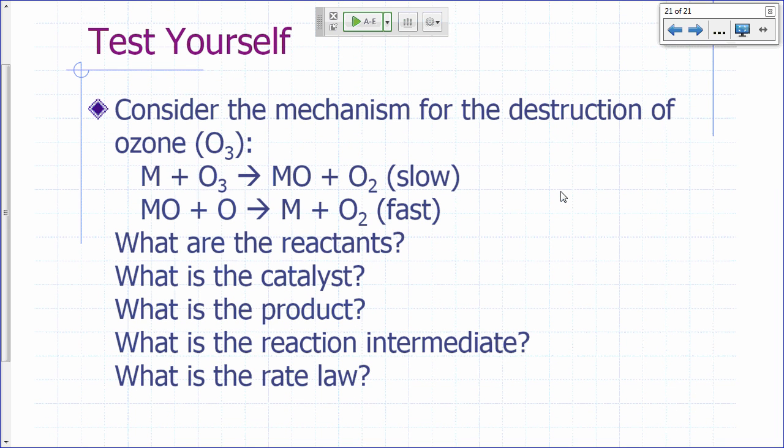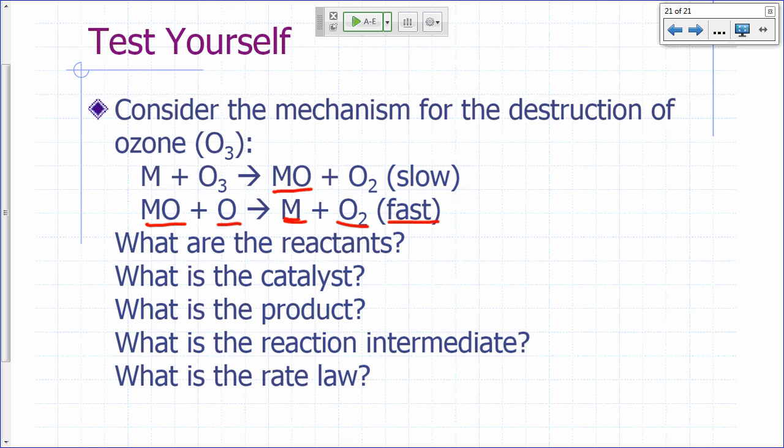Here's a mechanism for the destruction of ozone. Proposed mechanism. You have a molecule M that collides with an ozone molecule, gives you MO plus O2. Okay. So M here could be any molecule, right? And then you have the MO here collides with an oxygen atom to give you back O2, and that's a fast step, and it re-releases the M.